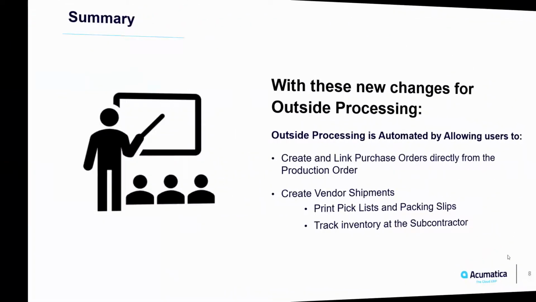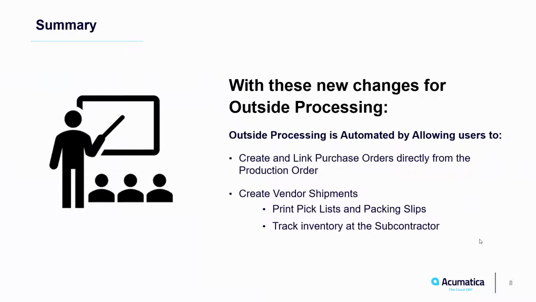In summary, with these new changes for outside processing, users have a much more automated way to process outside process operations. Purchase orders can be created and linked to the production order and viewed on the production order details. With the new vendor shipments form, users can create shipments, print pick list and packing slips, and track the inventory that is at the subcontractor.